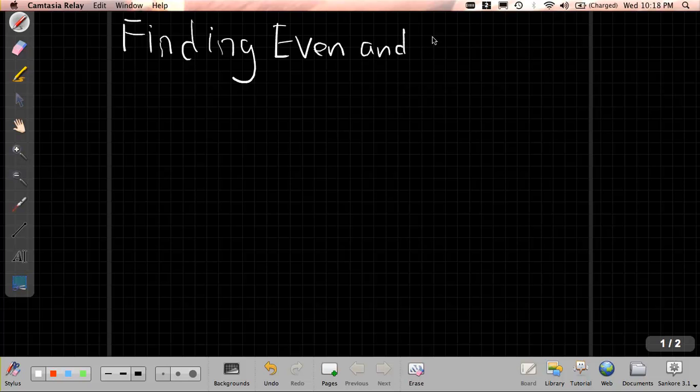I'm recording an example for you, showing you how to find the even and odd parts of a simple signal. So this is what we're going to look at today: finding even and odd parts.